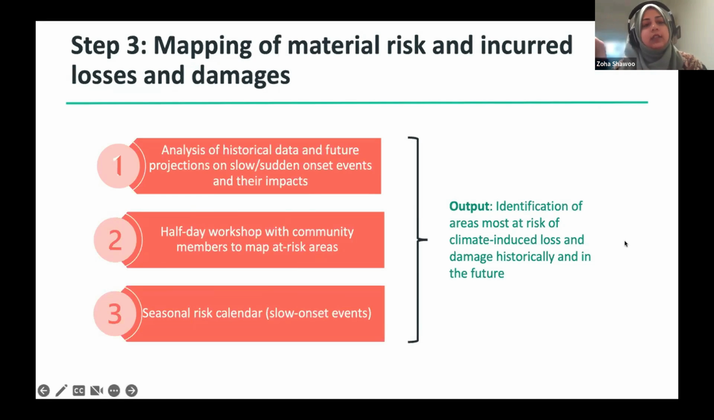This is also paired with an analysis of the historical data as well as future projections on slow onset and onset events and what their impacts have been. And in case of slow onset events, you might also have something like a seasonal risk calendar exercise where you look at the calendar and look at specific days in which there has been less rainfall that farmers have seen, for example, or that might have affected their crops over longer periods of time. So all of this allows us to then identify, together with the communities, the areas that are most at risk from climate-induced loss and damage, both historically and ongoing in the future. Next slide.